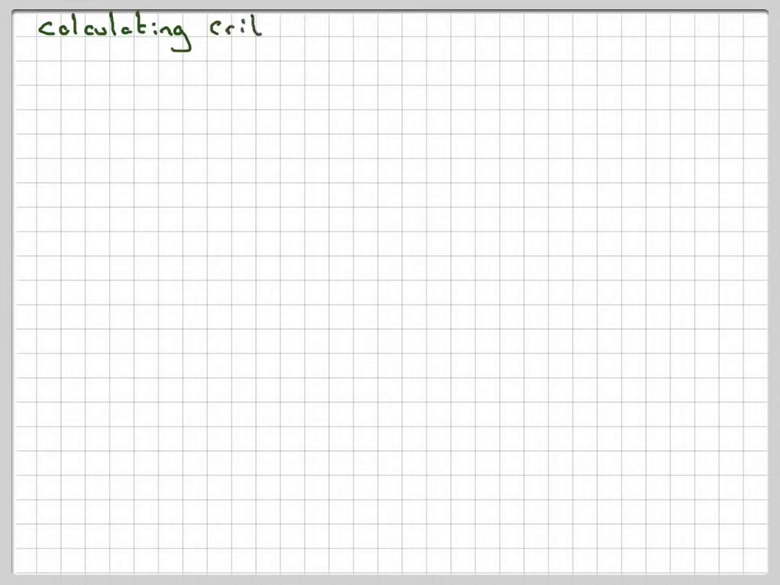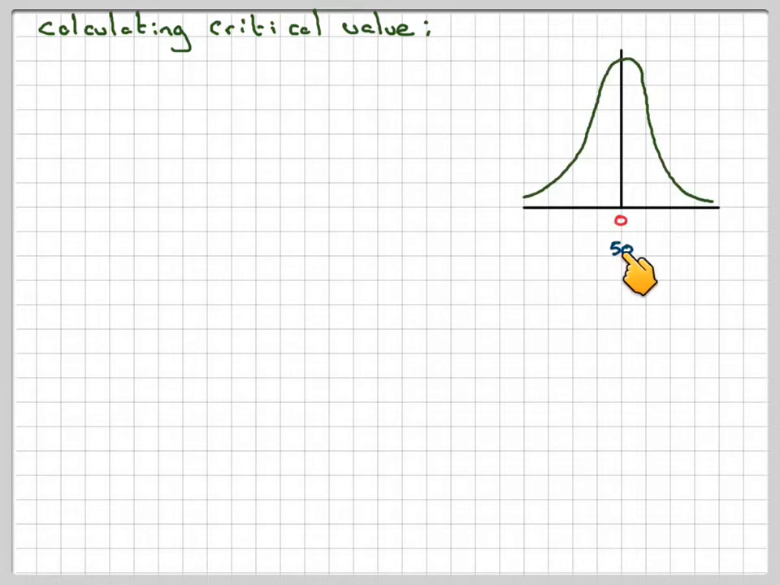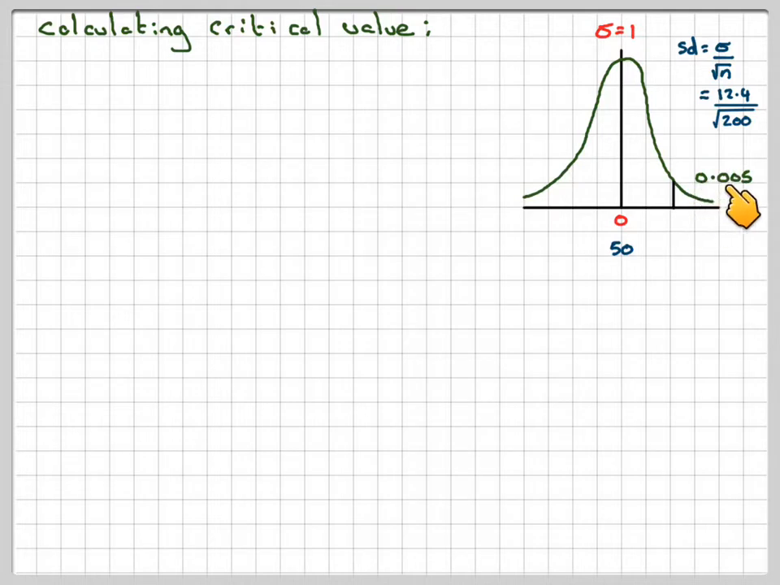Right, if we calculate the critical value now for this, remember to draw a graph. Okay, so the population mean was 50, we'll use the standard normal curve, that will be 0. So for the standard normal curve, the sigma will be 1. Standard deviation of our curve will be 12.4 divided by the square root of 200. Want an area here of 0.005 and an area here of 0.005.